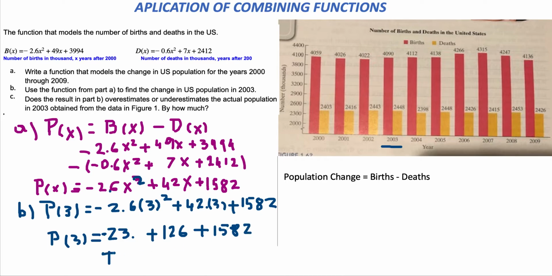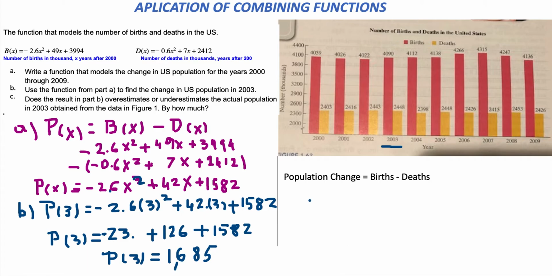And in the end, P of 3 we can find here. Minus 23: 26 minus 23 is 3, so here I have 103. 3 plus 2 is 5. 0 plus 8 is 8. And 1 plus 5 is 6. So it's going to be 1,685 people, the change in the growth.